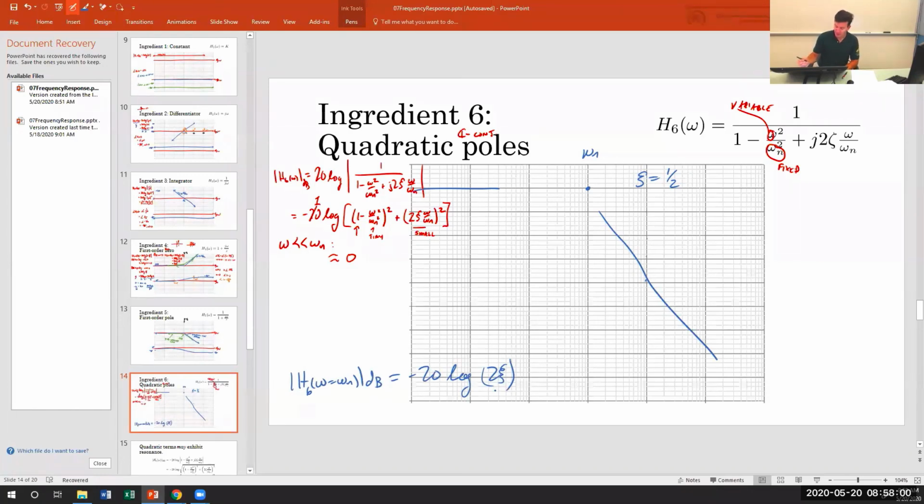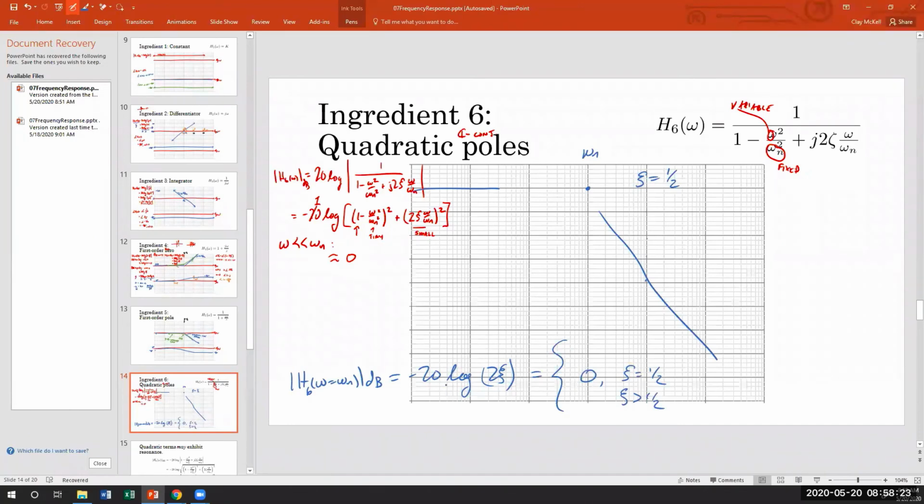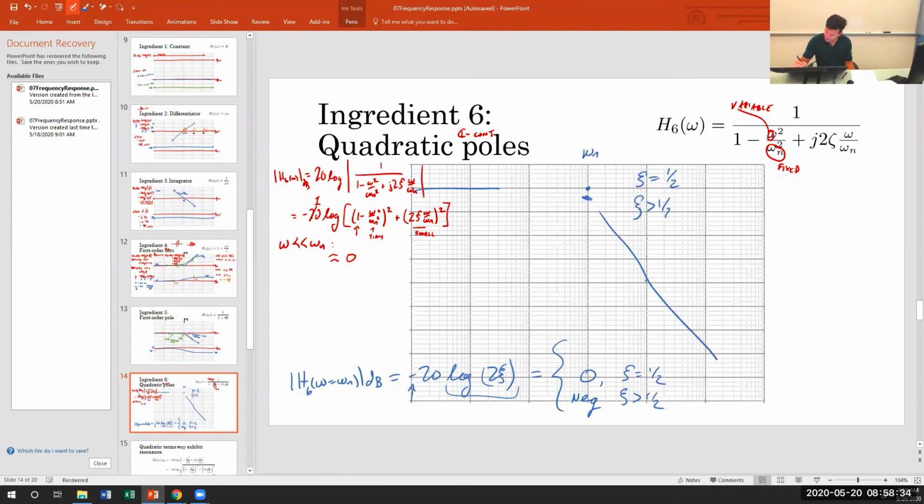If zeta is bigger than 1/2, does this end up being a negative dB number or a positive dB number? Positive. Yeah, the log becomes positive, but the negative out front makes the entire thing negative. So for zeta bigger than 1/2, we are somewhere down here, and for zeta smaller than 1/2, we are somewhere up here.